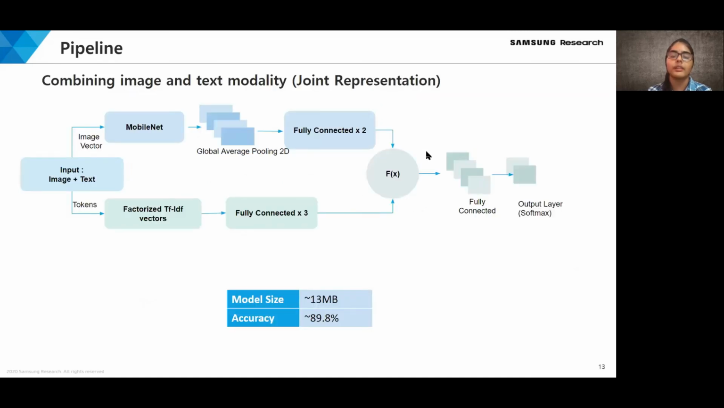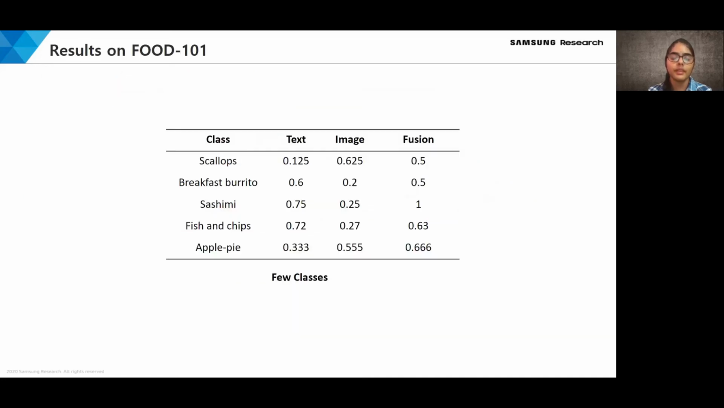So our final model is as shown. Its size is nearly 13 MB and it has an accuracy of 89.8%, which is just 1% less than the previous state of the art. There is a significant reduction in parameters. We observe a significant improvement in the classification accuracies of food images using the multimodal classifier as compared to the individual classifiers, as shown in this table.